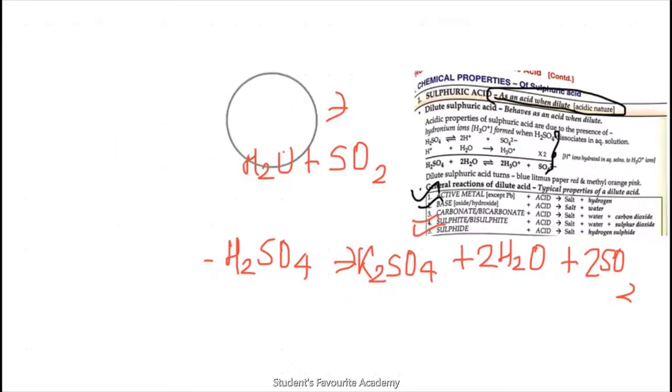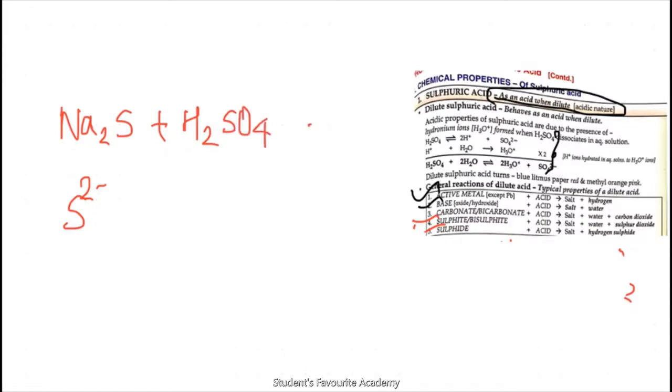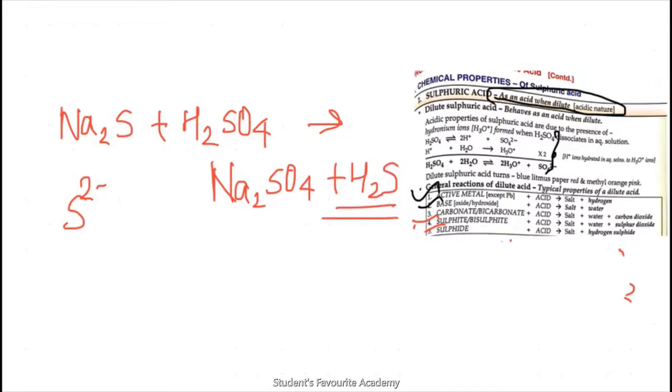So what is sulfide, children? Sulfide is whenever we are adding sulfur ion into it. I'll be writing like this. Suppose I am taking sodium sulfide. This is Na2S because S is 2-. This is my sulfide ion. Now when this is reacted with H2SO4, what is this giving me, children? I'll be getting Na2SO4 plus H2S, which means hydrogen sulfide gas is being released. Okay, so these are the reactions of sulfuric acid which you need to understand.